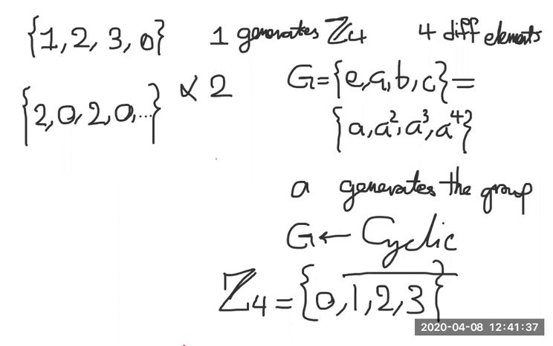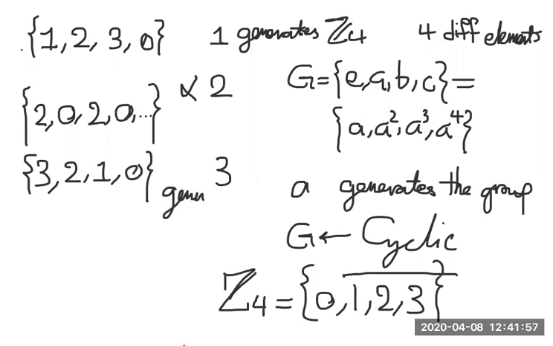What about 3? We have 3. We have 3 plus 3, which is 6, mod 4 is 2. Then we have 3 plus 3 plus 3, which is 9, mod 4 it's 1. And 4 times 3 is 12, mod 4 is 0. So 3 also generates Z4.